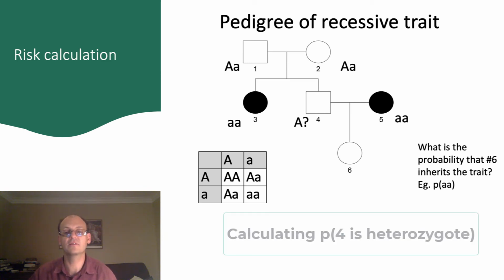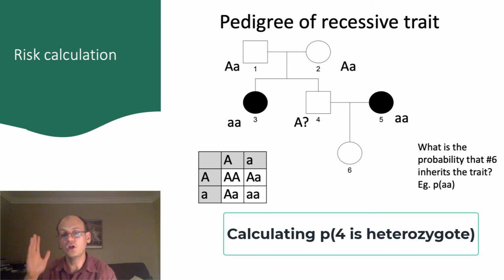We can use a Punnett square to figure out the probability that number 4 is a heterozygote. Now, you'll be tempted to say the probability is 50%, but this is not correct. The reason it isn't correct is that we know that number 4 cannot be homozygous recessive because he has a normal phenotype. We therefore only consider the other 3 possibilities, and the chance that he's a carrier is therefore 2/3.